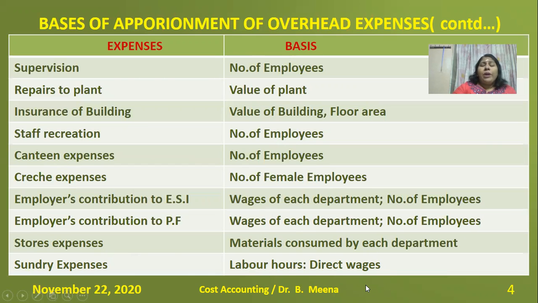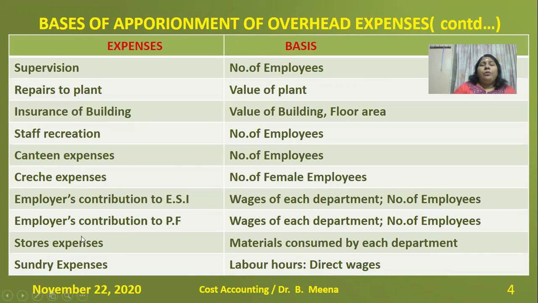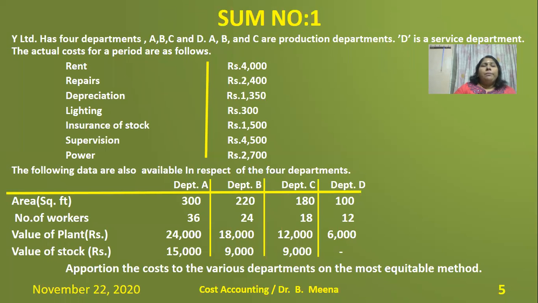By looking at the previous slide and this slide, you will get an idea how the expenses can be distributed or apportioned between the production departments and service departments, and on what basis we need to distribute. And then look at this problem. By looking at this problem, you can understand how to prepare the primary distribution summary.